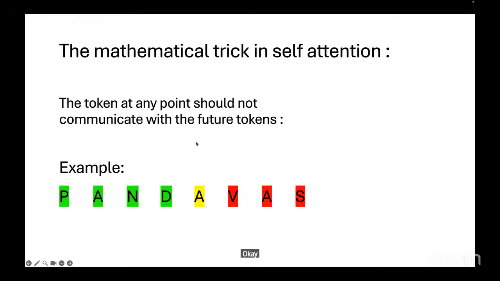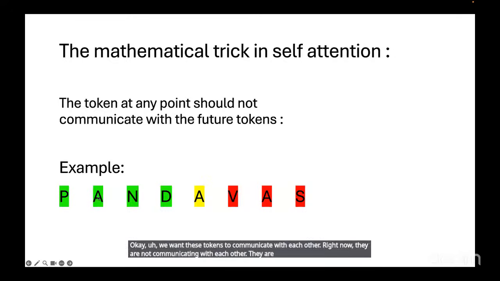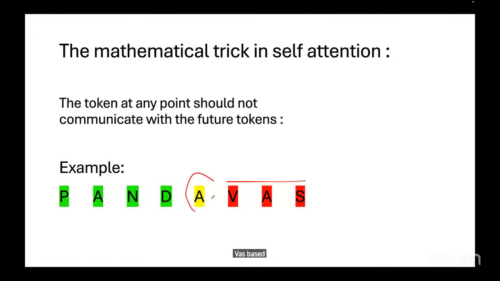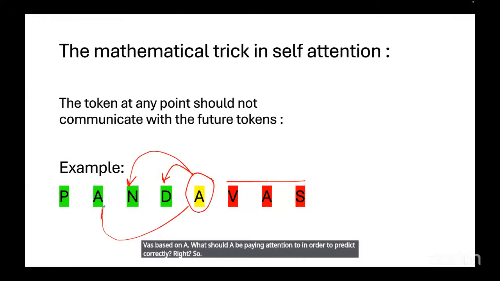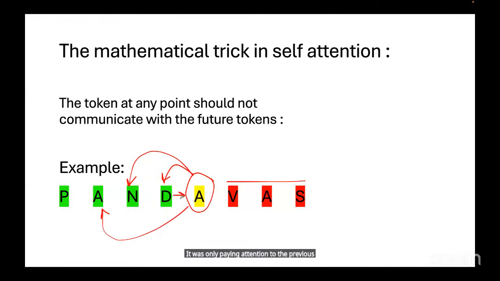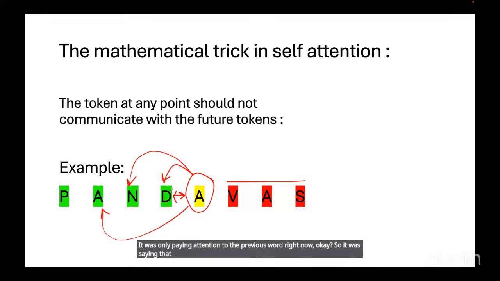Okay, we want these tokens to communicate with each other. Right now, they are not communicating with each other. They are only predicting the next token based on how many times it has seen it prior, right? So self-attention says that if I want to predict VAS based on A, what should A be paying attention to in order to predict correctly, right? It was only paying attention to the previous word right now. It was saying that how many times I have seen D, then A should be the next answer. How many times I have seen A and V together, so V should be the next answer.